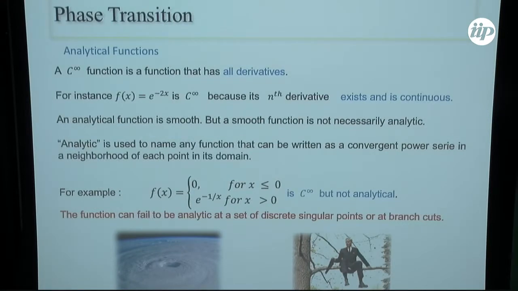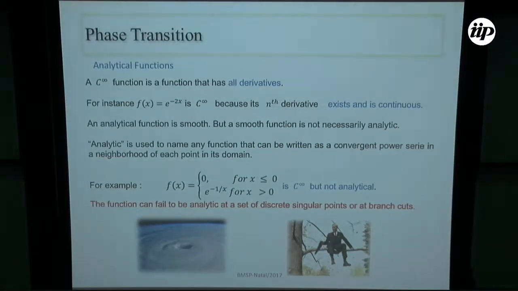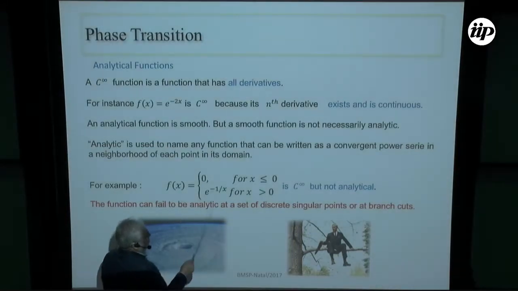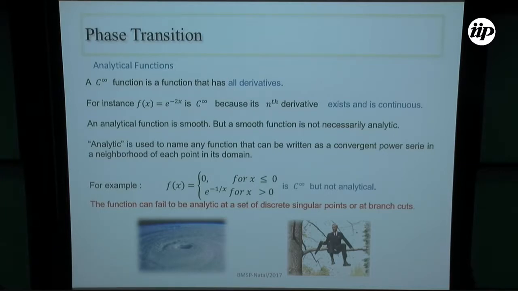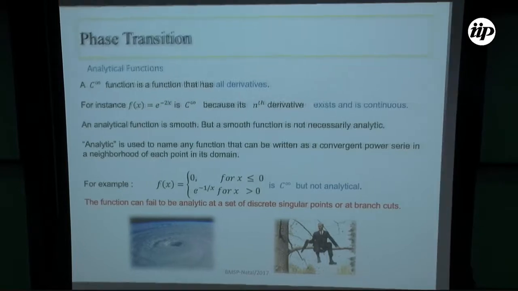Just to give some examples, this function, for example, has all derivatives, but it's not analytical close to zero, because there is no series that you can expand close to zero, because it has different values from up and down. The function can fail to be analytical in one point or a set of discrete points, or it can be singular in the branch cuts, for example, or here. This is a tornado, and this point is interesting. The function that describes this tornado is not analytical at that point.